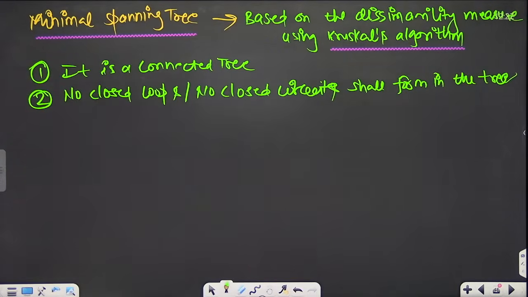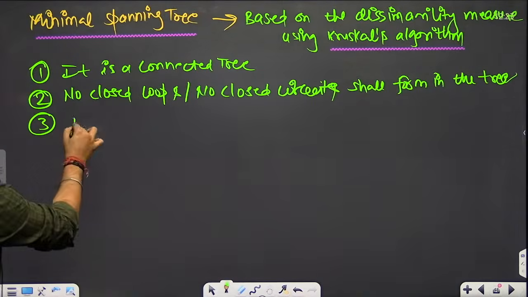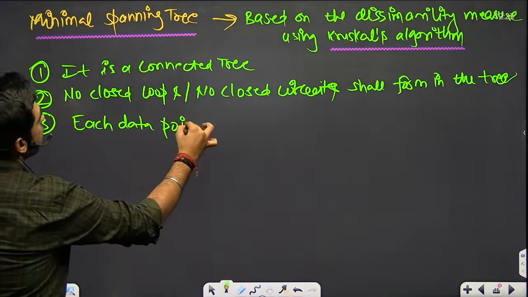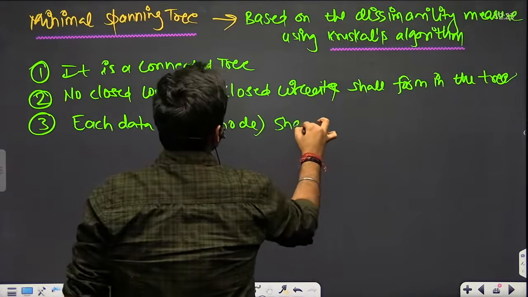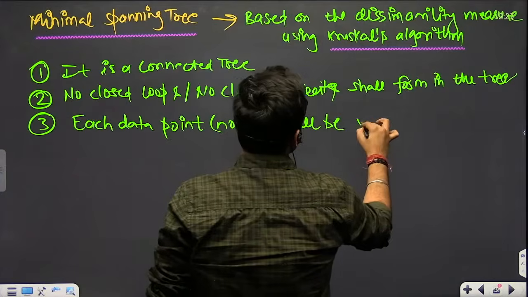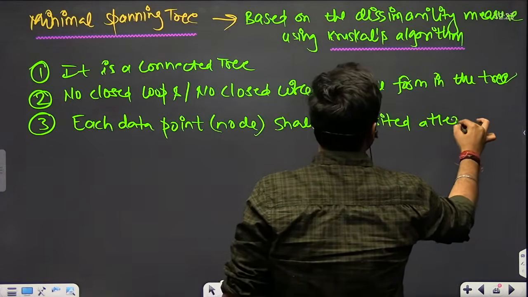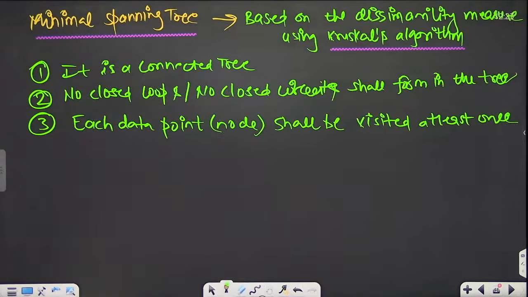Third, each data point in the tree should be visited at least once. You just write it. I'll explain each and everything using this question. Each data point is known as a node here. Each data point would be referred to as a node and it shall be visited at least once.